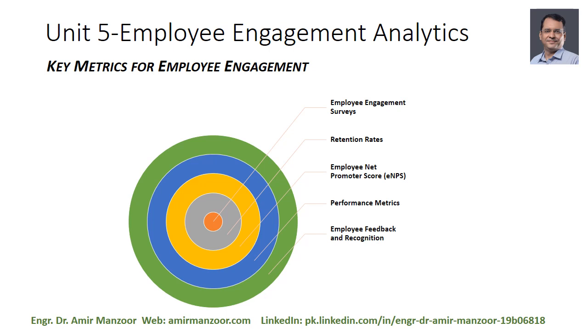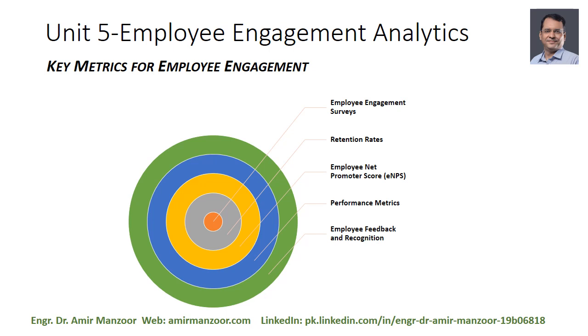Performance metrics. Performance metrics can also provide insight into employee engagement levels. Employees who are highly engaged are more likely to perform at high levels and achieve their goals. Therefore, performance metrics such as productivity, quality of work, customer satisfaction ratings, and achievement of key performance indicators can serve as indicators of engagement. Organizations may track performance metrics at the individual, team, departmental, and organizational level to assess the overall impact of employee engagement on business outcomes.